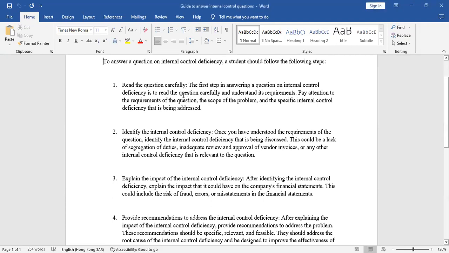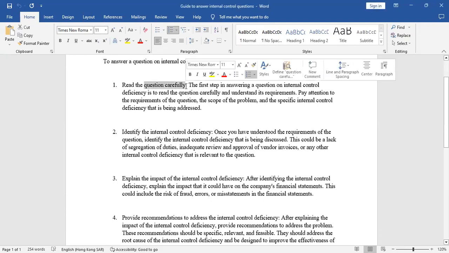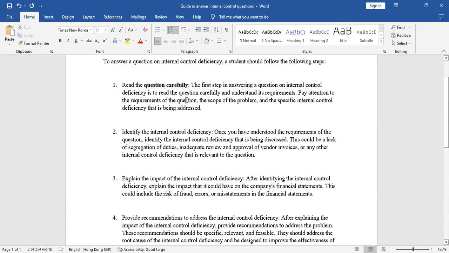The first step would be to read the question carefully, right? What we mean by reading the question carefully is, when you are doing an exam, your nerves will always get the best of you. So don't get nervous. The main thing there would be to understand the question very carefully. Reread the question if you have to. I would suggest at least reading two to three times and make sure that you understand the question very clearly.